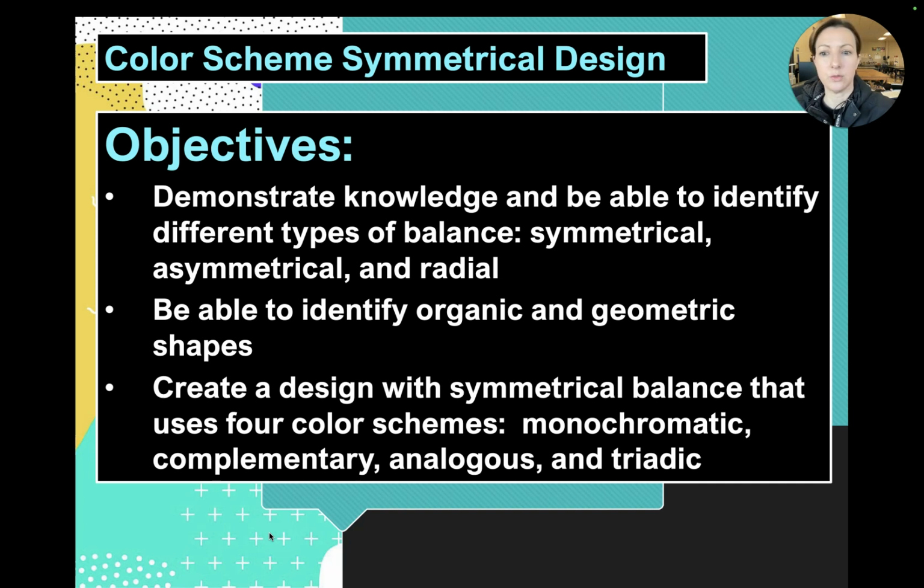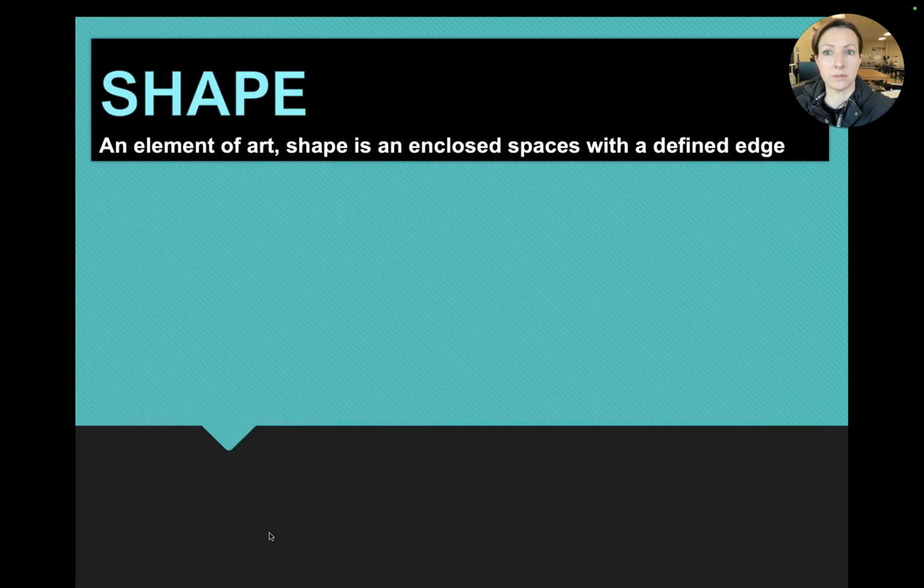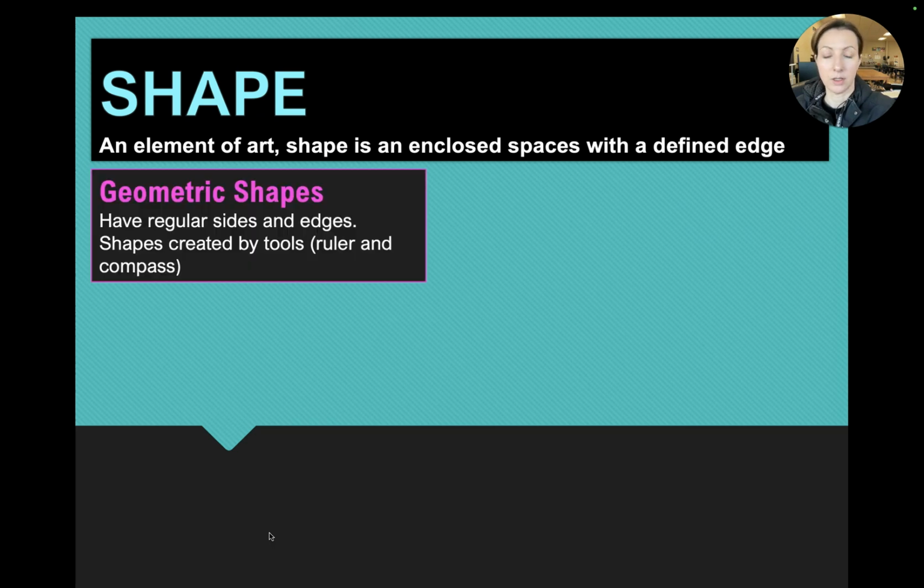And the third and final one is to create a design with symmetrical balance that uses four color schemes: monochromatic, complementary, analogous, and triadic. So let's briefly go over shape. Shape is an element of art. It is an enclosed space with a defined edge. So there are two different types of shapes.